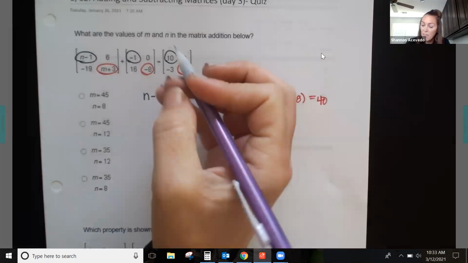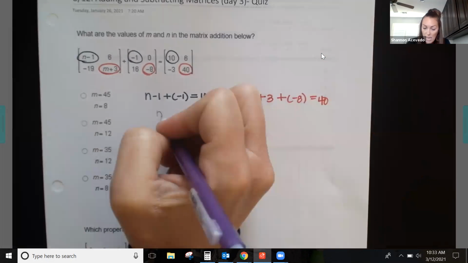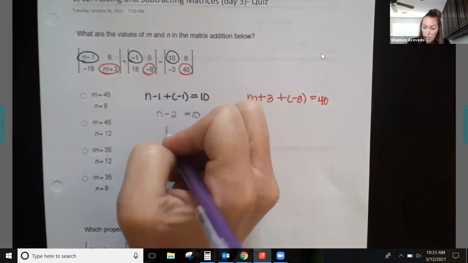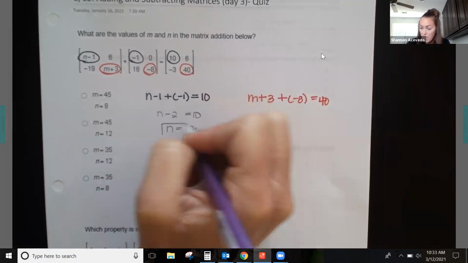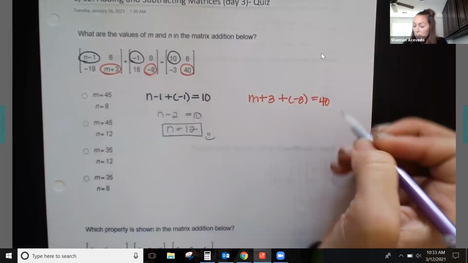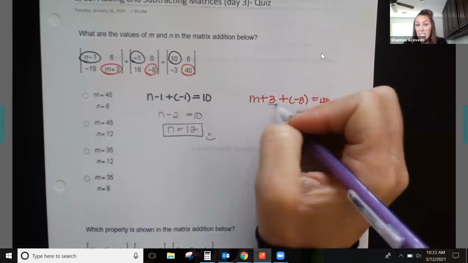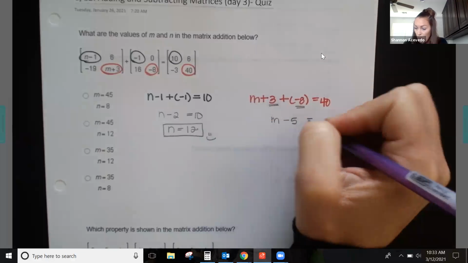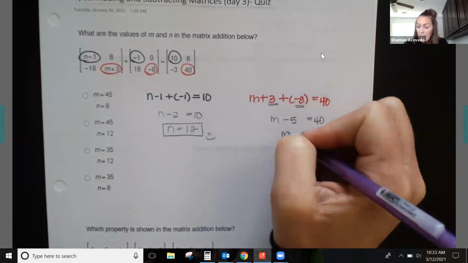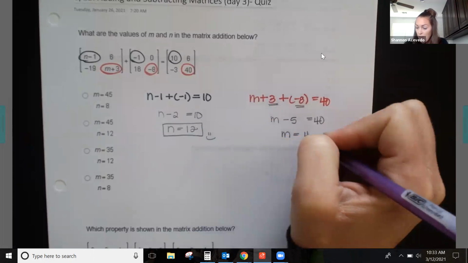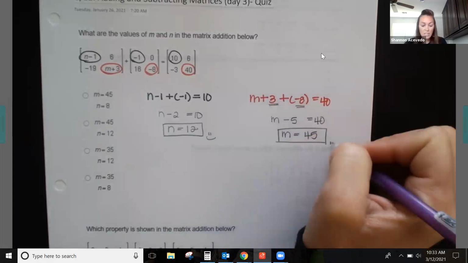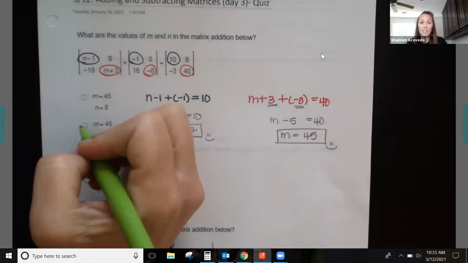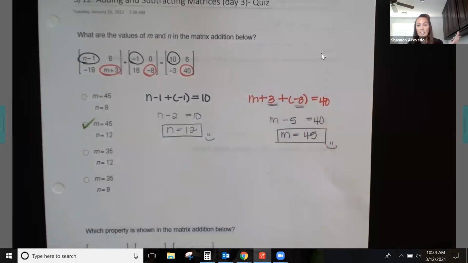So I have a negative 1 plus a negative 1 is going to give me n minus 2 is equal to 10. Then n has to equal 12. Over here, I have my 3 plus a negative 8 is going to give me m minus 5, which is equal to 40. Add 5 to both sides, and I get m is equal to 45. And so I go over here and I match it up, and I look for my m is 45, my n is 12, and there's my answer. Done.